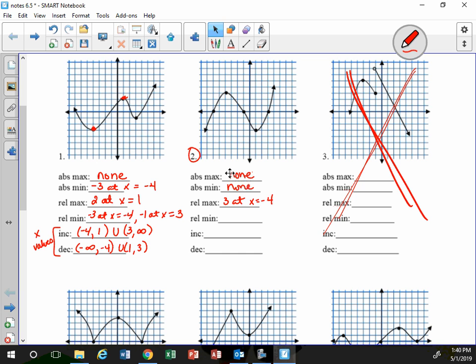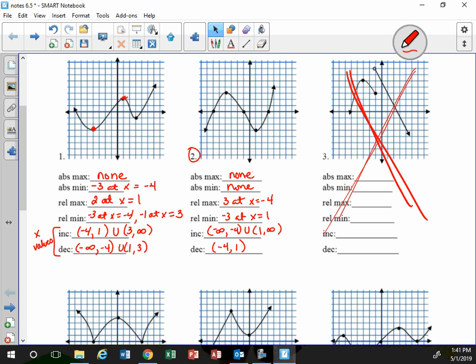Relative min? Good. -3 at x equals 1. All right, increasing. Good. And decreasing? I mean, they're in parentheses, but yeah, it's from -4 to 1.